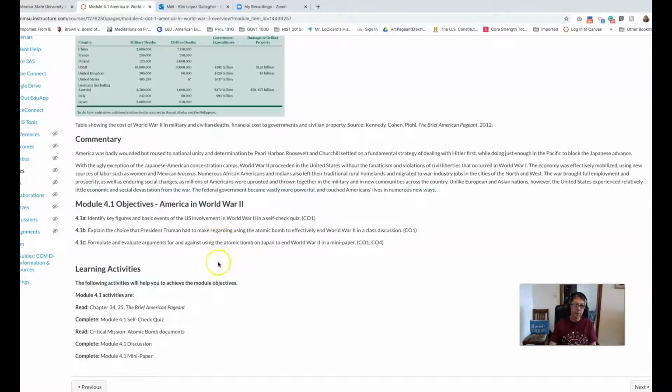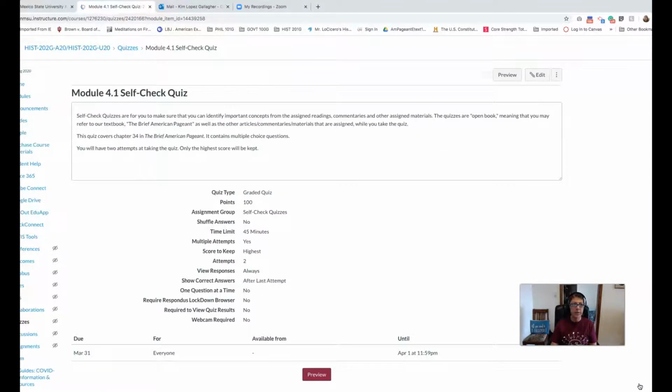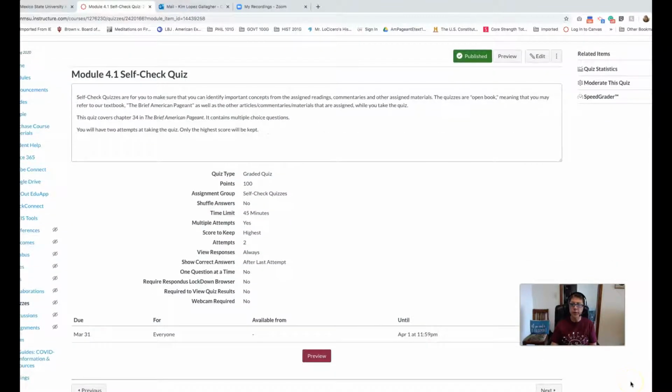So that's the paper assignment. You're going to read chapters 34 and 35. You're going to complete the self-check quiz. You're going to read primary source documents that go along with this assignment. Like I said, there's no discussion, so don't worry about that. And then you're going to complete the Module 4.1 mini paper. The next thing is your quiz, so there's your self-check quiz.